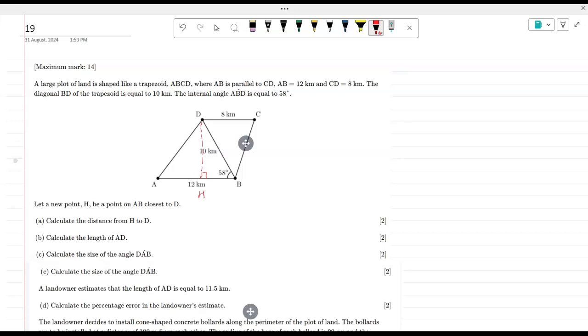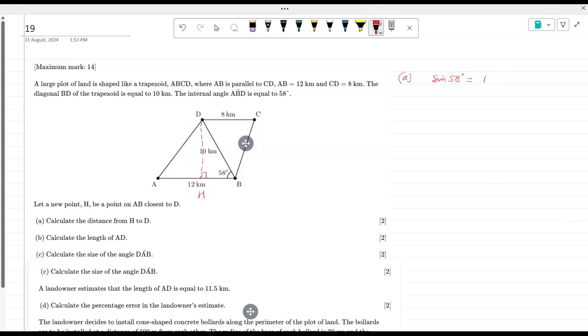How do you find DH? D equals square root of x1 minus... no, different distance. Can you use trigonometry? I thought it was sine 58. You remember sine is opposite side over hypotenuse? SOHCAHTOA. What is sine, cosine? Okay, let me just explain to you.